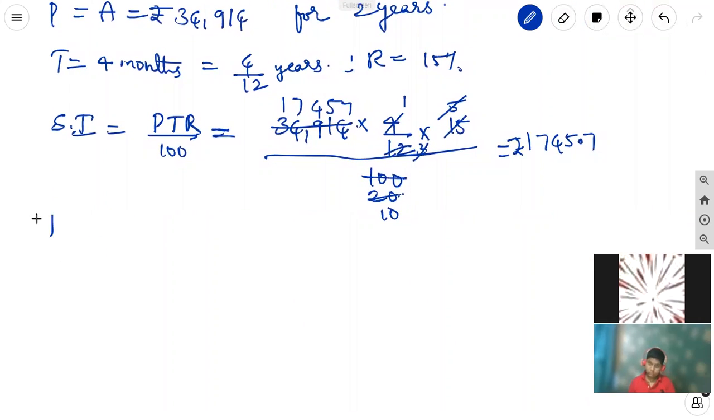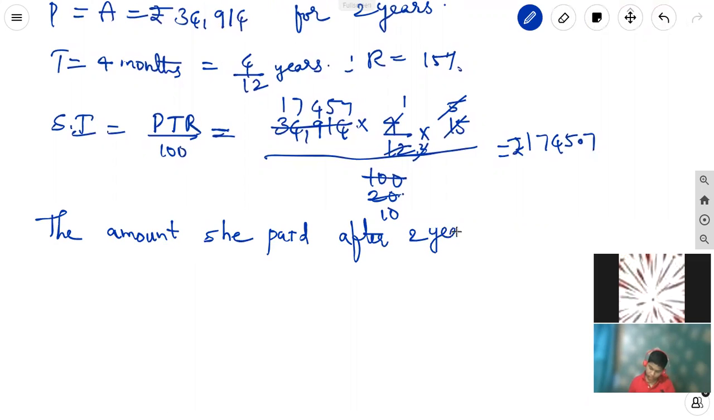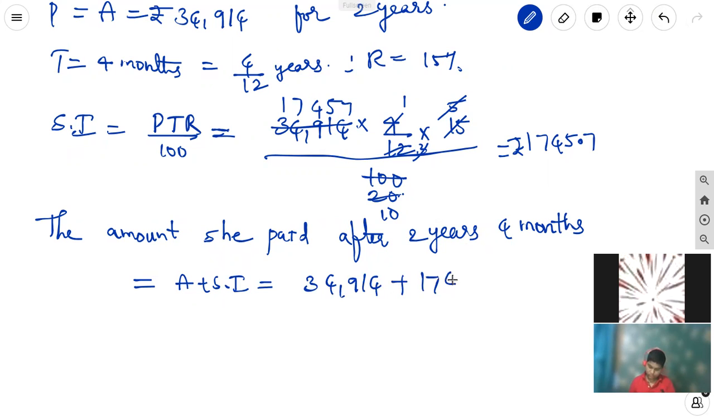The amount she paid after 2 years 4 months is equal to amount plus simple interest, that is 34,914 plus 1,745.7. 4 plus 5 is 9. 4 plus 1 is 5. 7 plus 9 is 16. 8 plus 4 is 12. 42,659.7 rupees she paid.